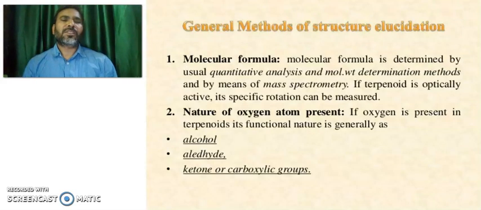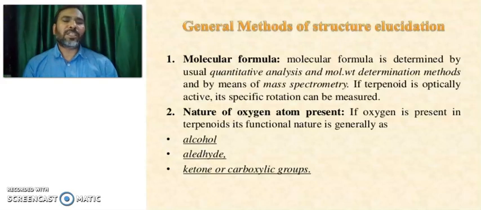So, general methods of structure elucidation, and this is also very important in semester 4 MSc chemistry organic specialization. First, molecular formula. Molecular formula is determined by the usual quantitative analysis and molecular weight determination methods and by means of mass spectrometry. If the terpenoid is optically active, its specific rotation can be measured. This is the first part of structure elucidation.